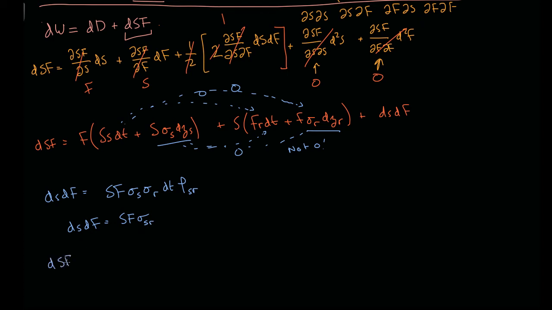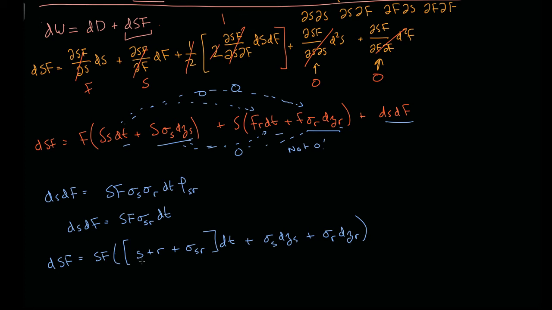So our dSF now is going to be equal to, multiplying through, we get SF times, and there's a dt here. So let's put our dt's together. There's a dt in here, there's a dt here, and there's a dt here. So we're going to get (s plus r plus sigma_SR) dt, and then we add to that the dz terms. And I can't actually gather them because there's two different dz's. There's dz_S and dz_R. So we're just going to get sigma_S dz_S plus sigma_R dz_R, close parentheses. Now we can take this term and plug it back into our wealth equation.